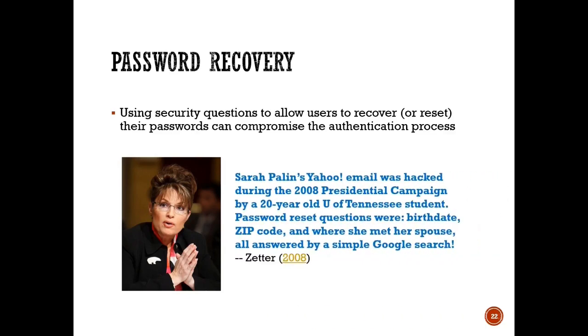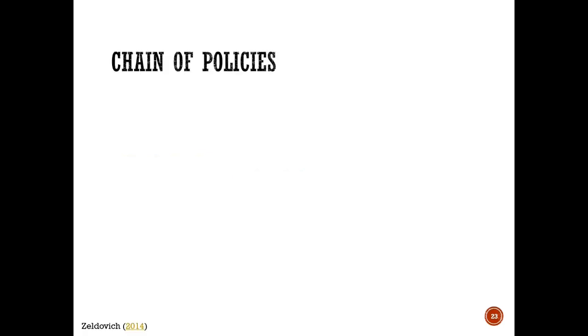For instance, Sarah Palin's Yahoo email account was hacked during the 2008 presidential campaign by a University of Tennessee student, because the reset questions were things like date of birth, zip code, and where she met her spouse, which, given she's a public figure, were readily available online. If we try and be more sophisticated, such as requiring a backup email where the password reset link is sent, we can still have problems, because our password recovery process, and therefore the strength of our cybersecurity, is now dependent on the security policies of that backup email. And if their policies are flawed, we are at risk.